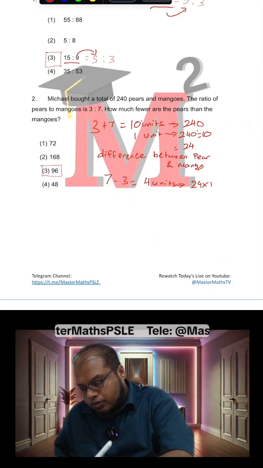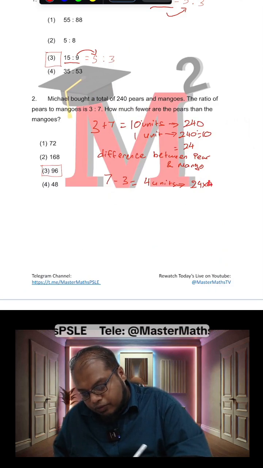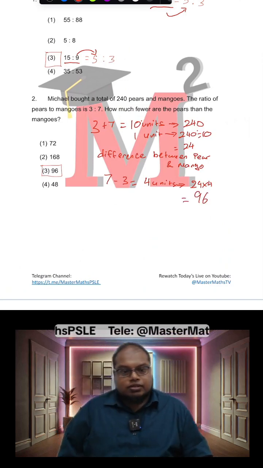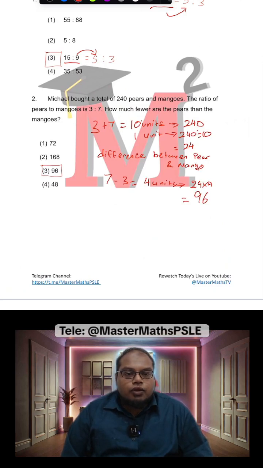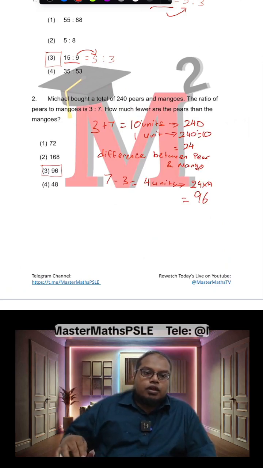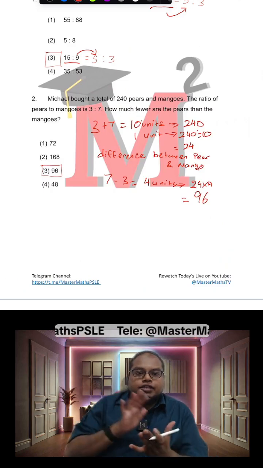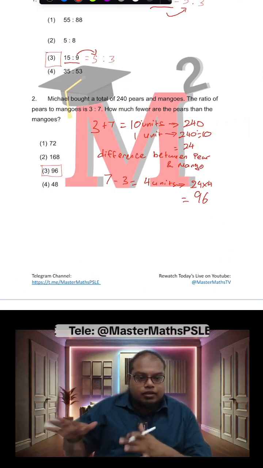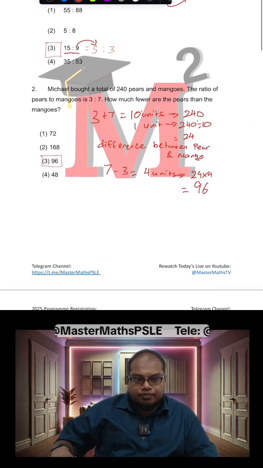So 24 times 4 gives you 96. Okay? Alright, come on guys, let's focus on this solution, okay?